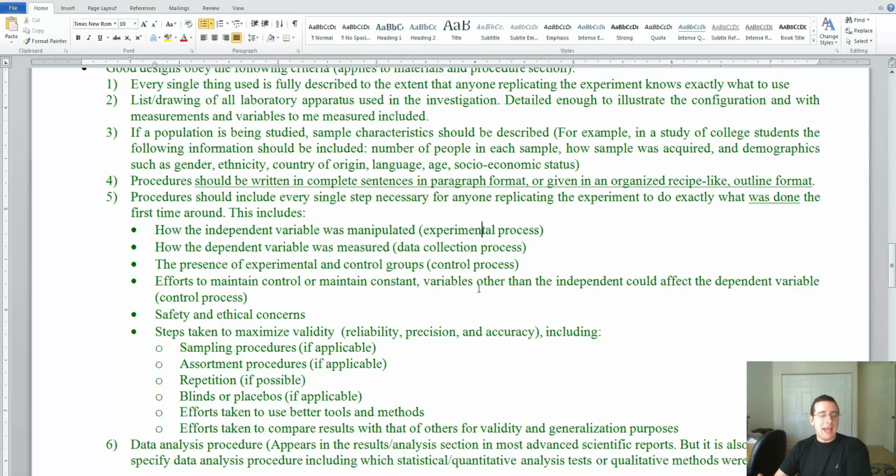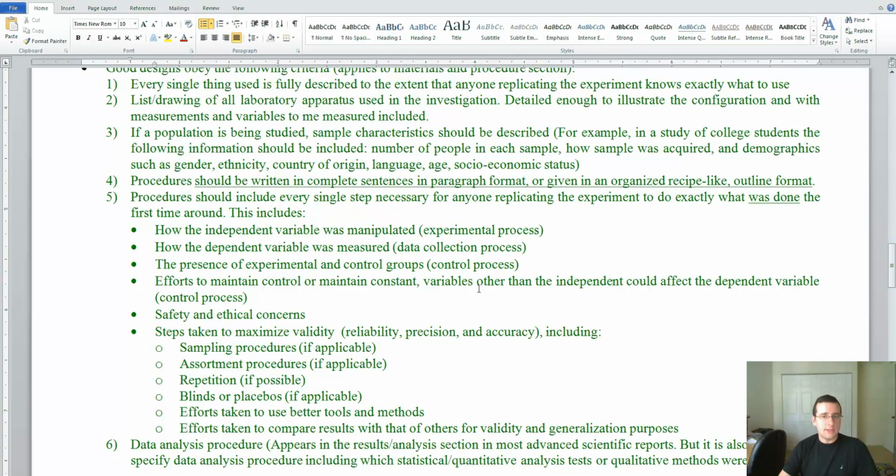The experimental group has to change more than the control group for you to be able to say for certain that the experimental procedure actually made a difference. So it's important to have that within your experiment. I'm also going to be looking for efforts that were made to maintain things constant other than the independent variable.